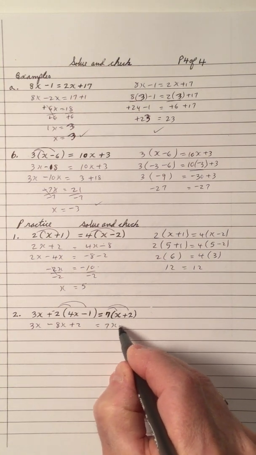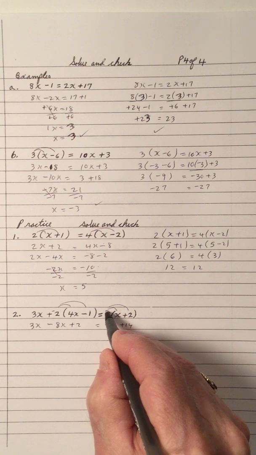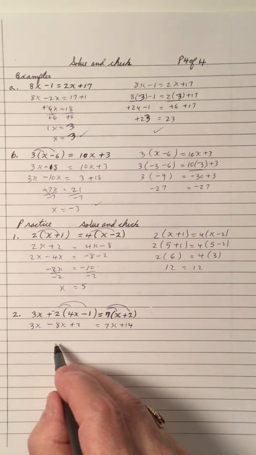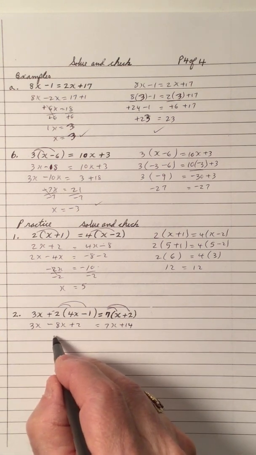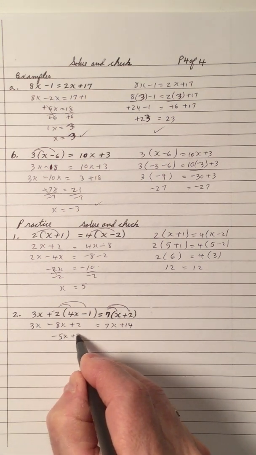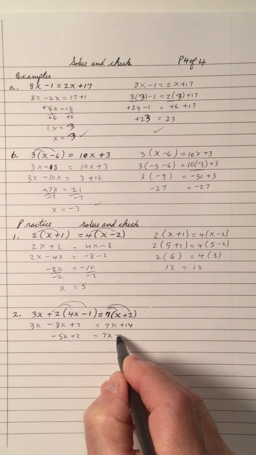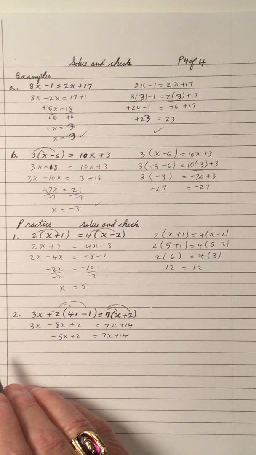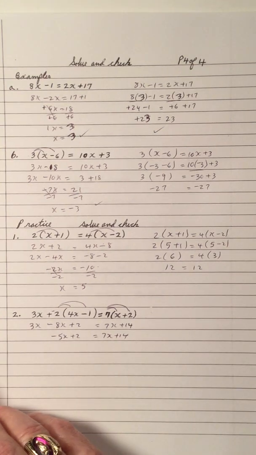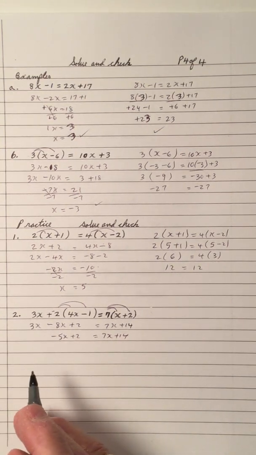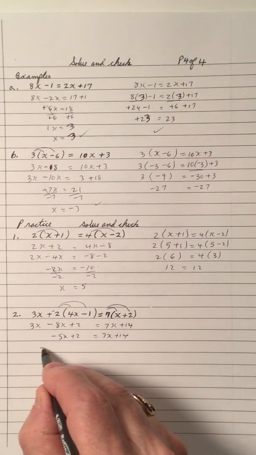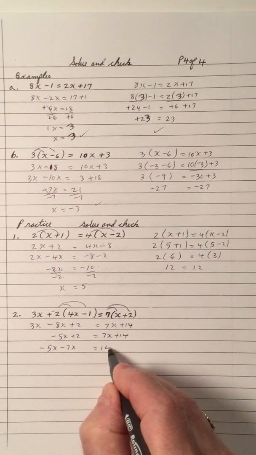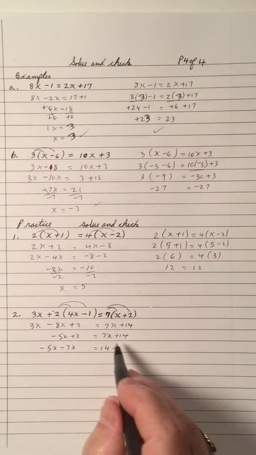7 times x, 7x. 7 times 2, 14. That's the distributive property. And I should simplify each side first. That's a negative 5x. Why should I simplify each side? Because when you simplify each side first, you have less to transpose. You only have one x to move and one number to move. Simplifying each side makes less chance of making an error.